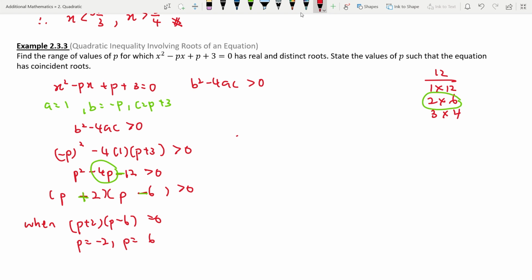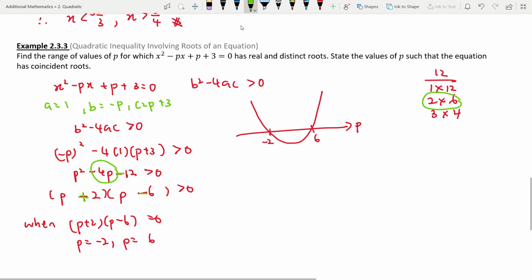Then we sketch the graph. This is the p-axis. We have a positive p squared, so it is a smiling curve. The p-intercepts are negative 2 and also 6. We are finding an area which is greater than 0. It will be the area above the p-axis. Hence, the range of values of p that satisfy this inequality will be p is less than negative 2 and also p is greater than 6.